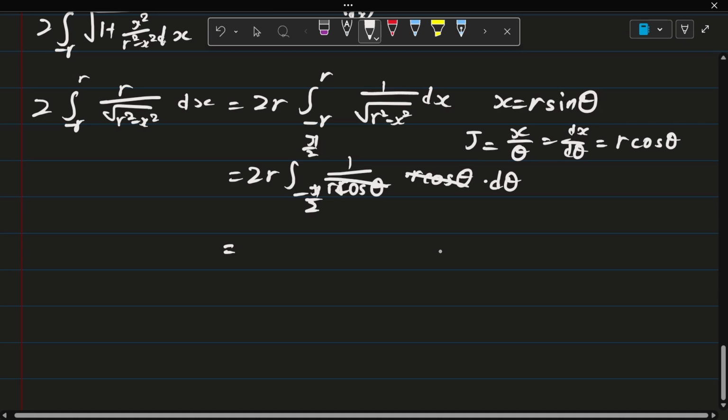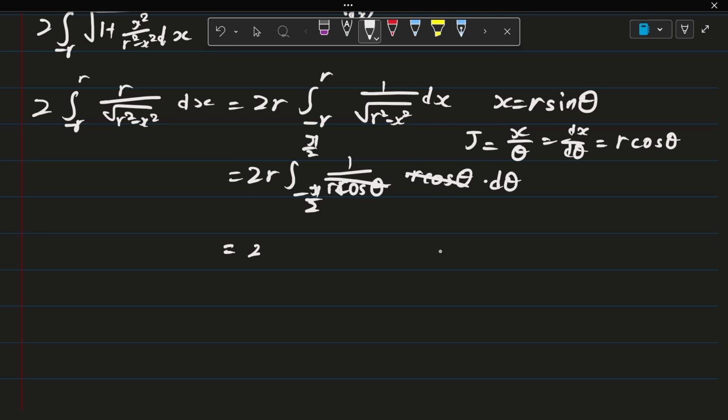What we'll get is 2r times pi over 2 minus negative pi over 2. And this turns out to be 2 pi r, which is exactly the circumference of a circle.